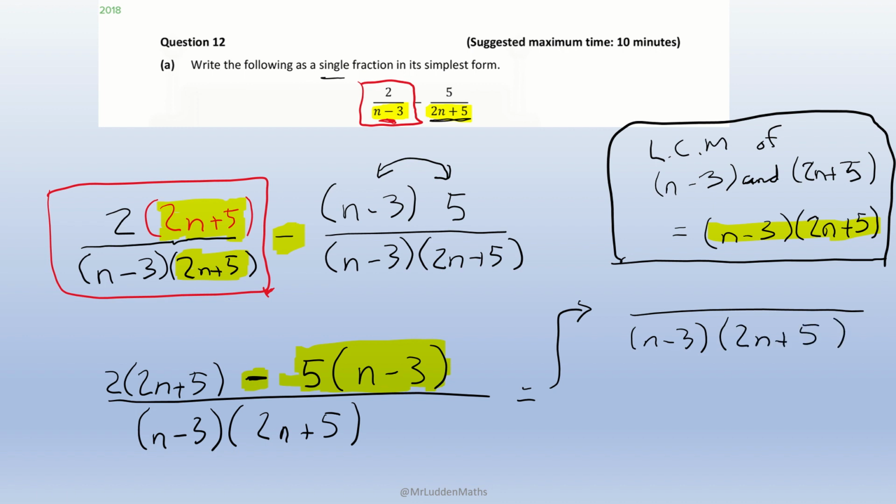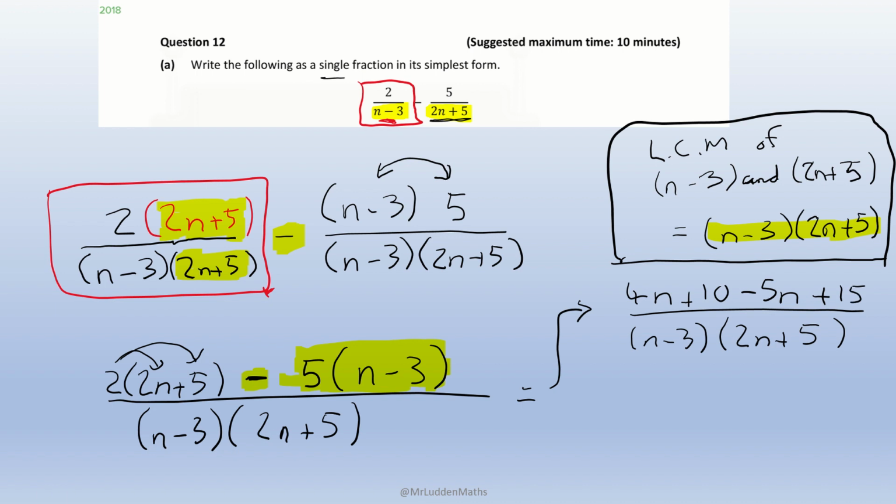And at the top, just multiplying up my brackets, I'm going to have 2 times 2n, which is 4n, 2 times 5, which is 10. And now I've got minus 5. Remember now, this is a minus 5. So minus 5 times n will give me minus 5n. And minus 5 times minus 3 will give me plus 15.